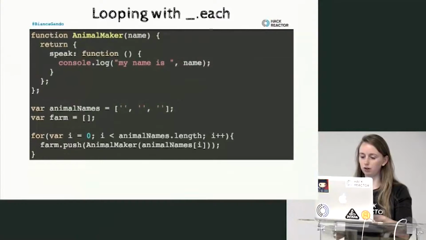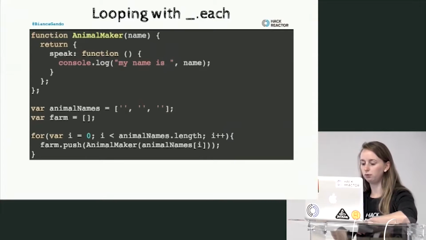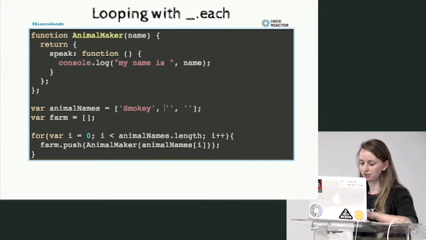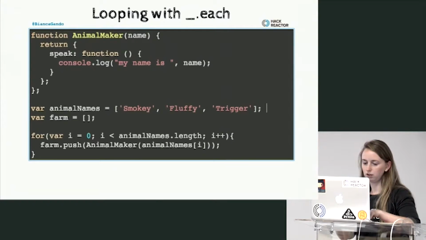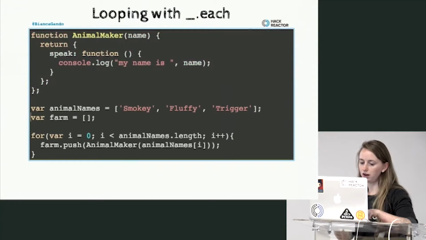Cool. Oh, and I wanted to introduce, remember Animal Maker from yesterday? We have this Animal Maker constructor function that creates our animals. So we had some animal names. Can someone give me some animal names? Smokey. Fluffy. Trigger. Okay. So what we want to do here is the same as yesterday: we want to loop through all the animal names, create an animal object that has the speak method on it, and then add them to our farm.